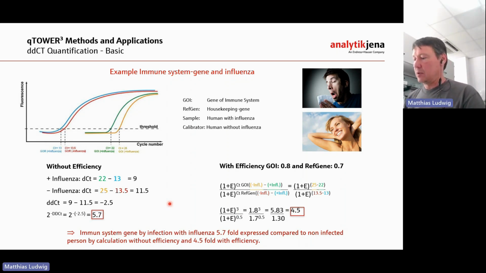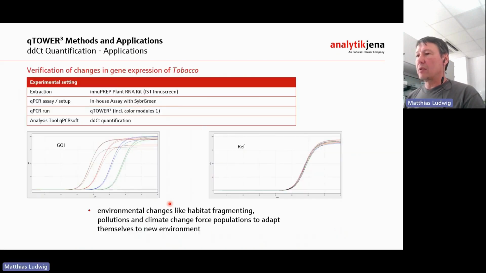So you can see there is an effect if you calculate with efficiency, the Pfaffl method, or without efficiency, the Livak method. We also have another practical example. We checked the expression factor of tobacco, whether there are insects located on this tobacco. We isolated RNA, and we developed our in-house assay, and here we also get information about the gene of interest. And these are the curves of our reference gene. You can see this is a very good reference gene. And here we have different expressions.